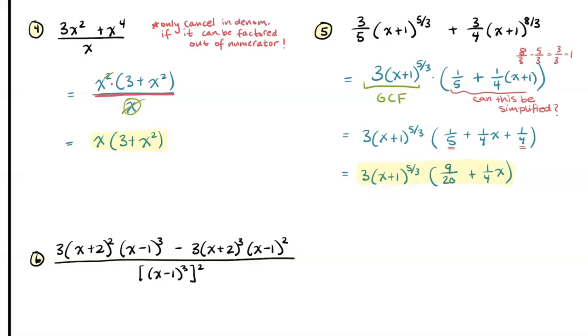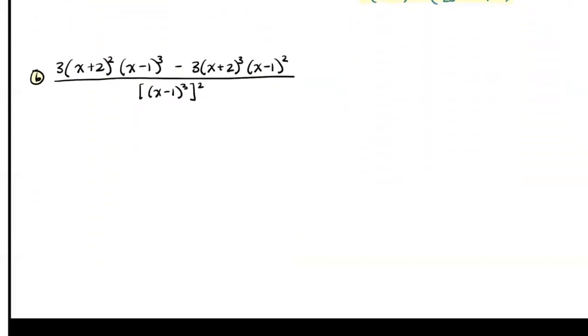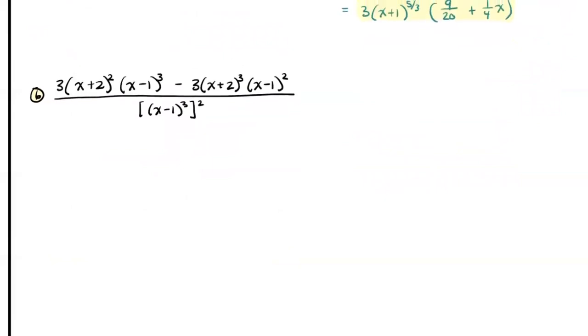Okay, I think we're ready to tackle example number 6. Now, on first glance, this expression looks pretty crazy. We have 3 times (x + 2) squared times (x - 1) to the third. Then that is minus 3 times (x + 2) cubed times (x - 1) squared. And that is all divided by ((x - 1) cubed) squared.